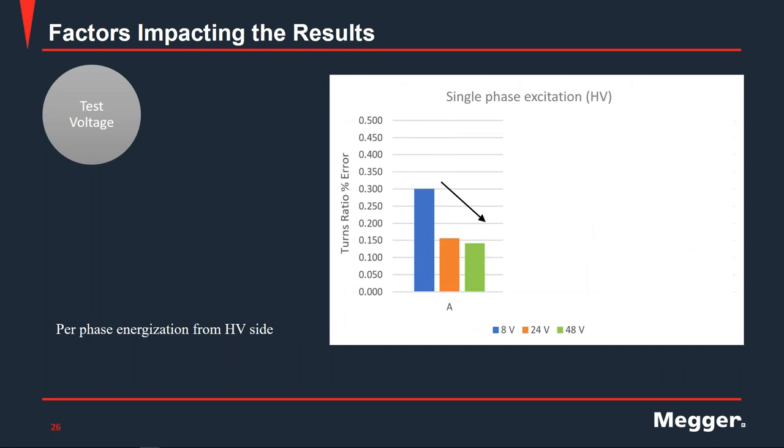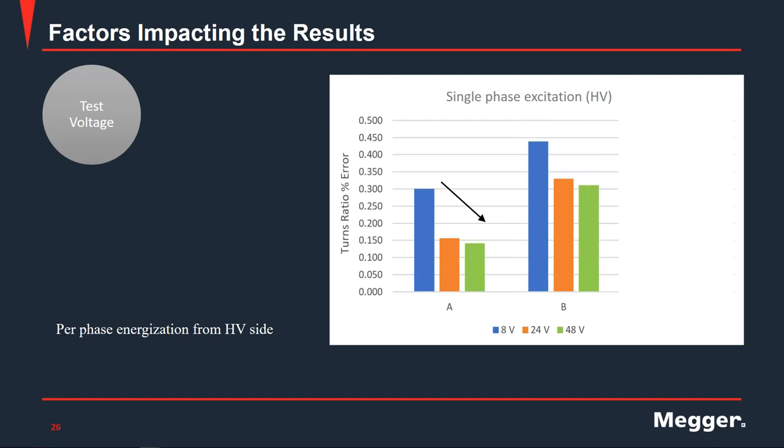Another example here, looking at multiple phases. Again, this transformer was tested at 3 different test voltages: 8, 24, and 48. On phase A, we see an improvement in turns ratio of about half. On phase B, we see the same relative improvement of about 0.15%. And then on phase C, we see a little bit more drastic improvement. But again, the point is that as you increase test voltage, you will get a more accurate percent error for your transformer, not just on single phase, but also on 3-phase.